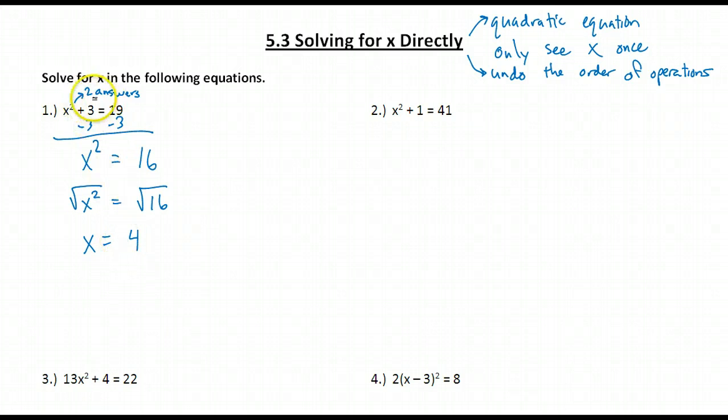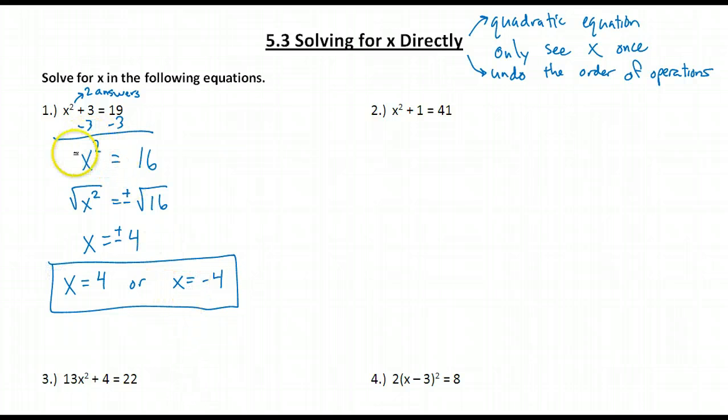So where does the second answer come from? Well, it comes from this step right here. Whenever I'm solving a quadratic equation and I add in the square root, I have to add in a plus or a minus in front of that square root. So I will have a plus or a minus right here, which means I have 2 choices for x. X can be positive 4 or x can be negative 4.